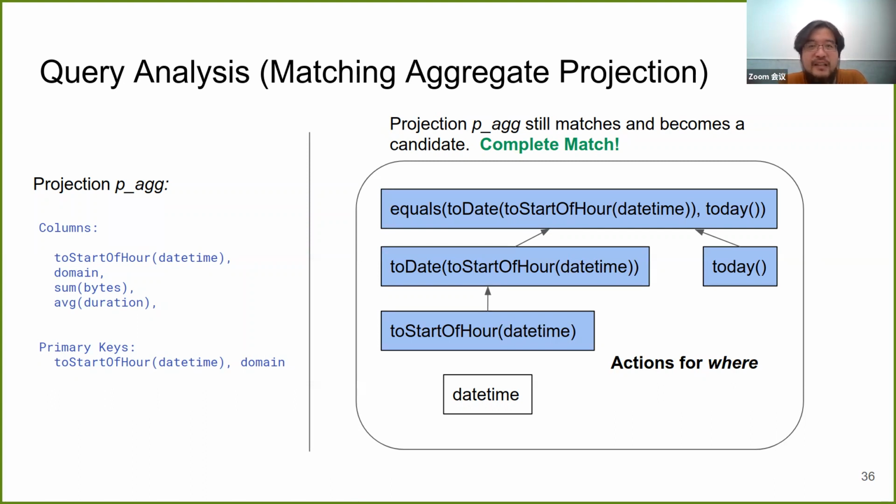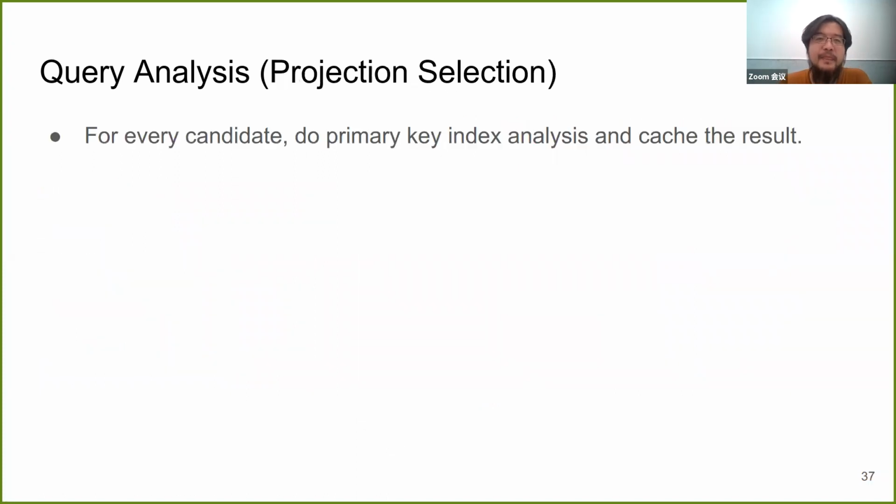There can be other stages to check too, such as pre-where and row policy. The procedure is similar, so I won't repeat this process. After collecting all valid projection candidates, we will try to select the best one for the current query. In order to do that, we will do index analysis for every candidate and cache the amount of data which is about to be read.